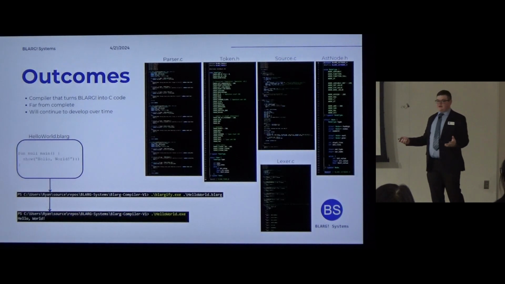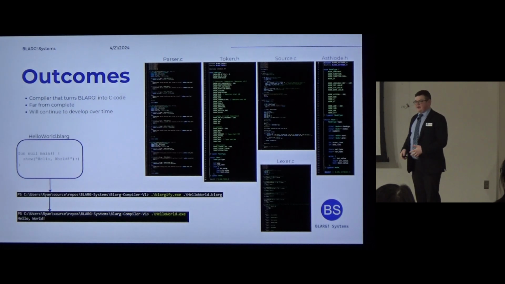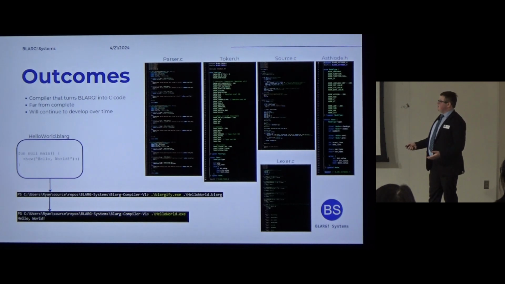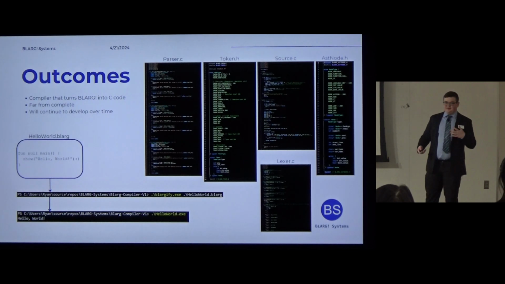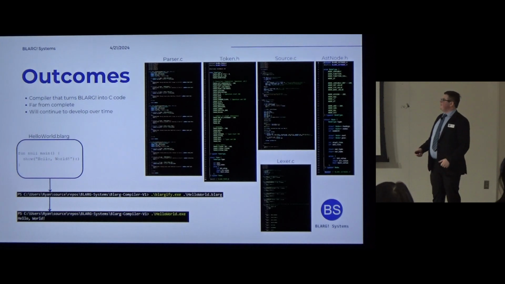And so I actually do have some outcomes here, some good outcomes. I did create a compiler that can turn some Blarg code into C code. It's far from complete, as I expected with the beginning of this project. It can make Hello World happen. It can't do a whole lot else other than just consuming the computer's memory, so yay!